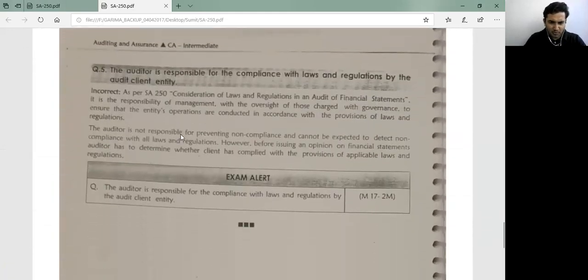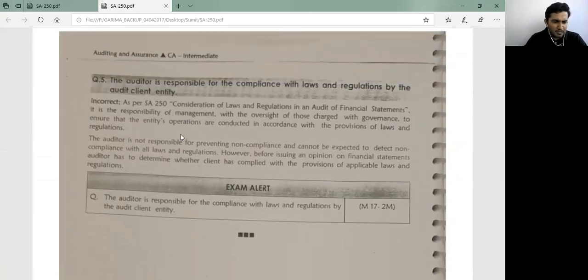Now let's come to the last question, question number 5. Right, understand the question. It says the auditor is responsible for compliance with law and regulation by the audit client. So it says it is the auditor who is responsible for compliance with law or regulation. What do you say on your chat box? True or false? The question says the auditor is responsible for compliance with law and regulation. What do you all say? True or false? Everyone on your chat box.